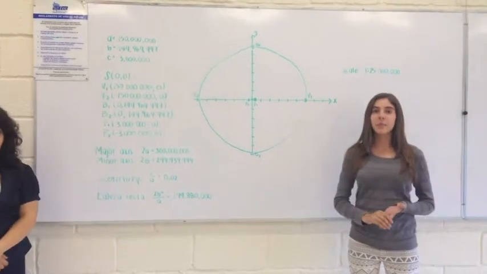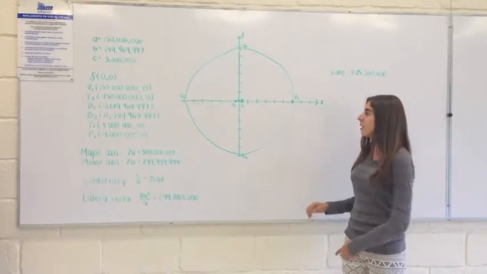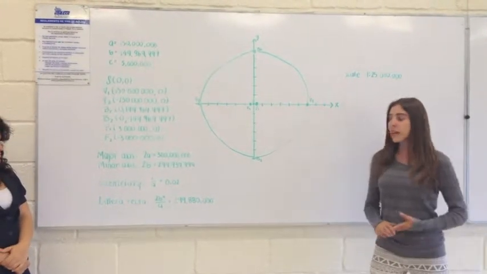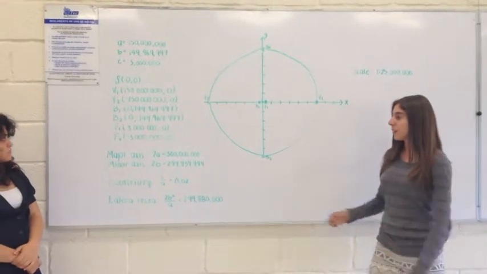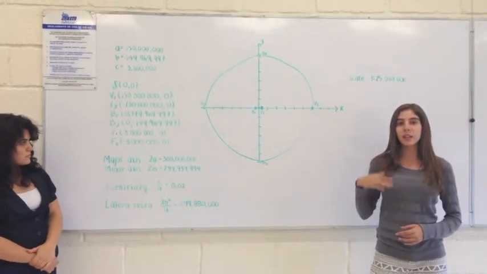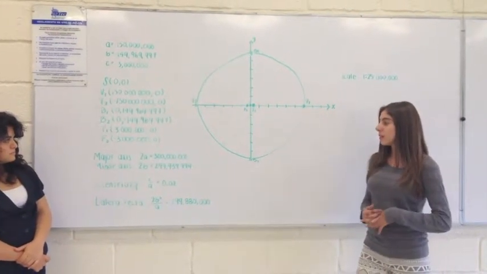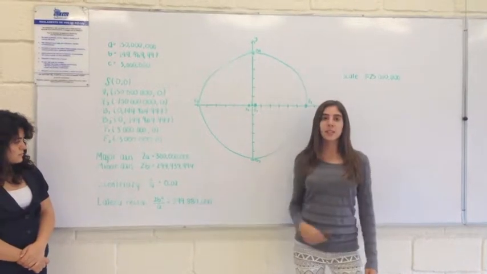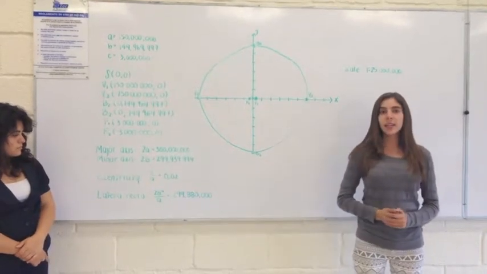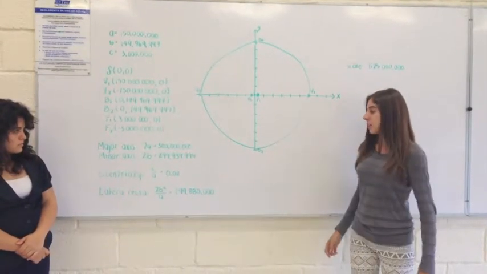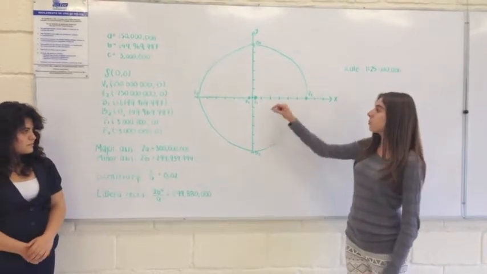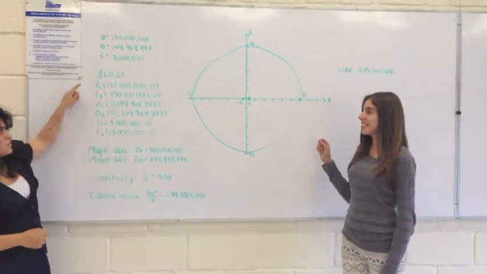Now, to get the major axis, it's 2 times A, which gives you 300 million. The minor axis is 2 times B, which gives you this. To get the eccentricity, it's C divided by A. And it's almost a circle, so the eccentricity is 0.02. And the latus rectum is 2B squared over A, which gives you this. And after that, we can graph, plotting all the points.